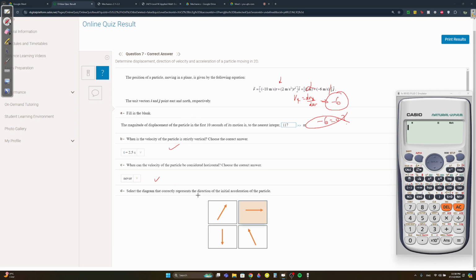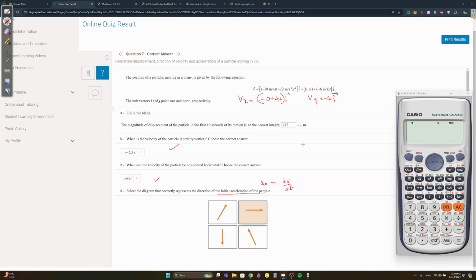Select the diagram that correctly represents the direction of the initial acceleration of the particle. The initial acceleration, meaning a naught, is equal to dv over dt. Like acceleration equal to derivative of velocity with respect to time. We got from part B, I shouldn't have erased it, that Vx is equal to minus 10 plus 40i. And Vy we just got is minus 6j.